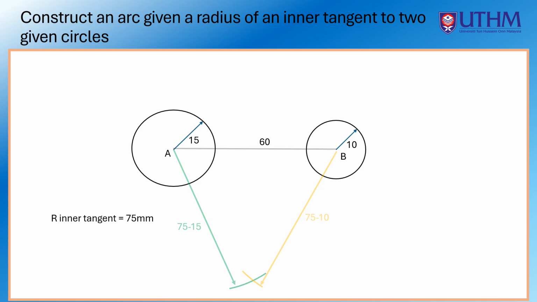Finally, at this intersection of both arcs, using a 75 mm radius, create an arc that is tangent to both circles. Now, that is the tangent line that you need in purple color.